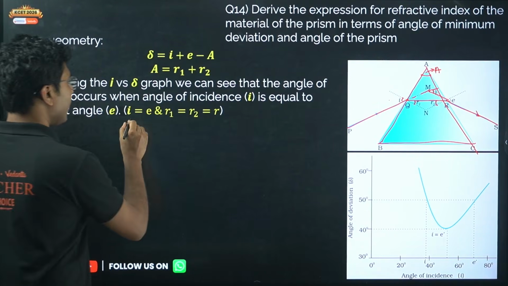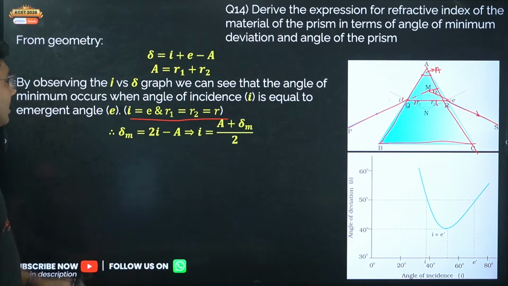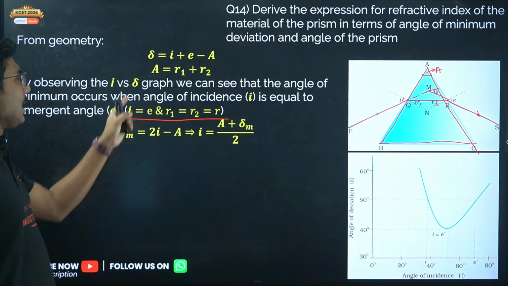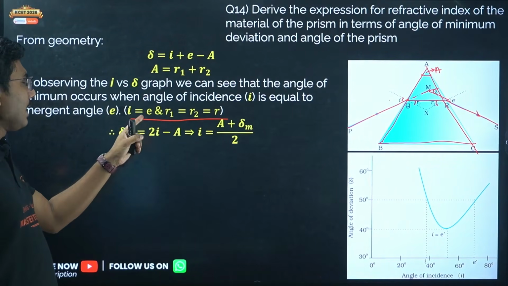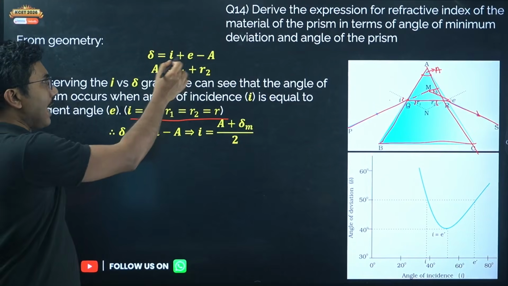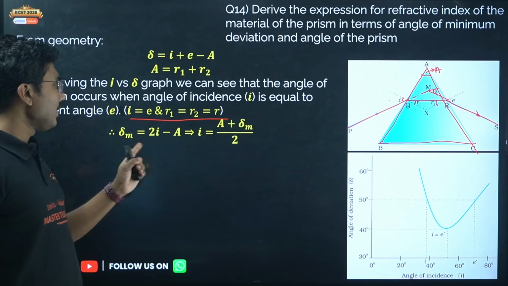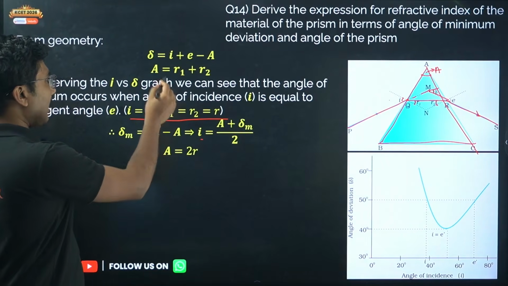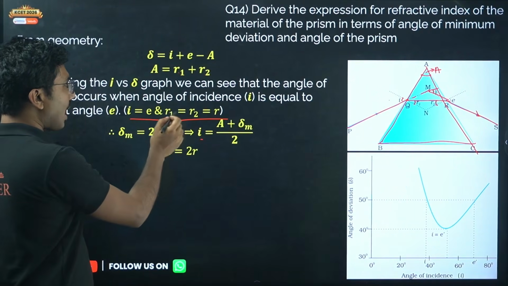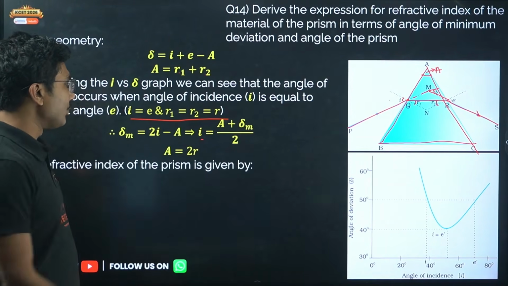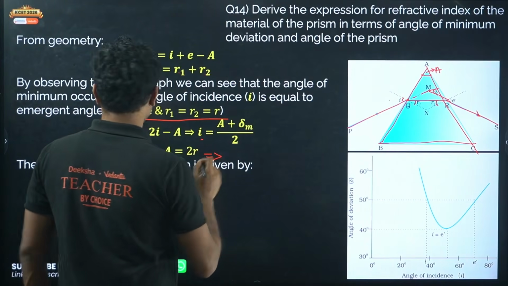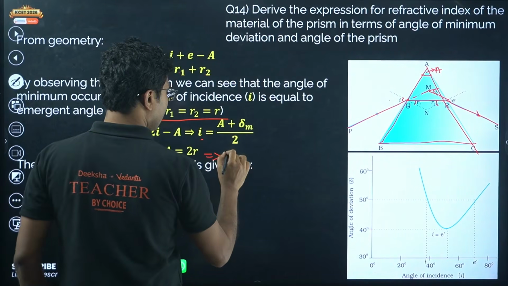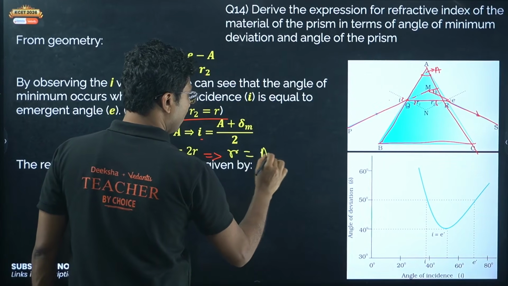Now once you are done with this, then you can say that therefore delta m, that is minimum deviation, is equals to 2I. So I is equals to E, so I and E are same, so I plus I, 2I minus A. From here you can calculate I, and A is equal to R1 plus R2, so R plus R, that is 2R. So you can say that R is equal to A by 2.